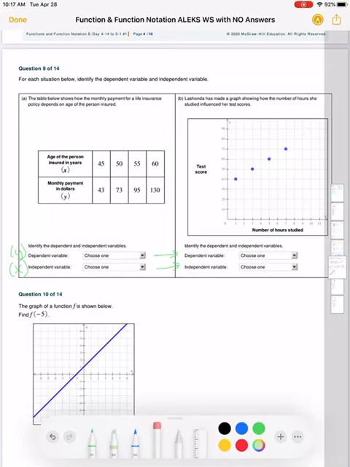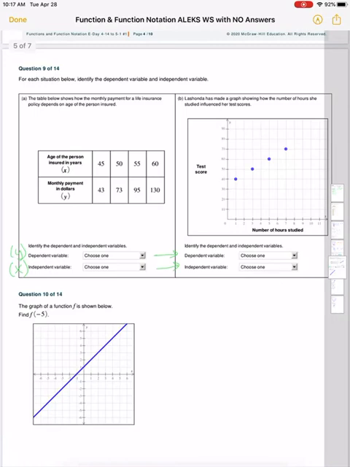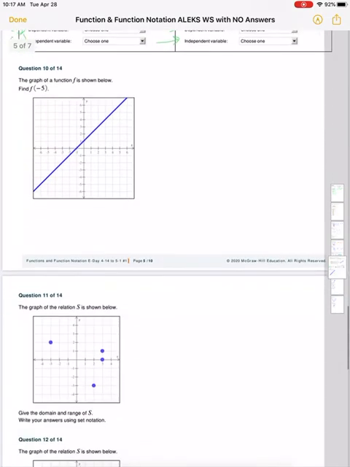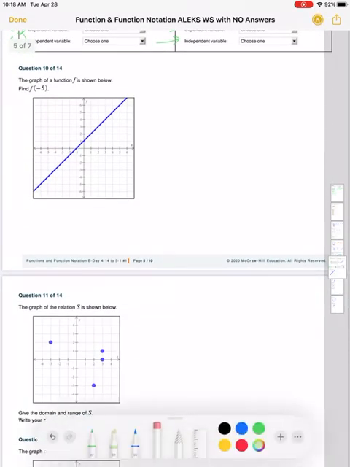Sorry. Number 10 says find the value of Y. So what's the value of your equation when X is -5? So I put -5 in for X, and I want to know what is my Y value on that line. So again, it's an ordered pair. X is -5. What is your Y value?